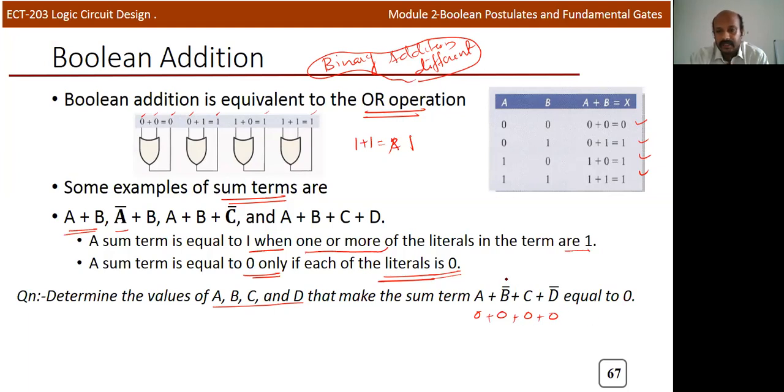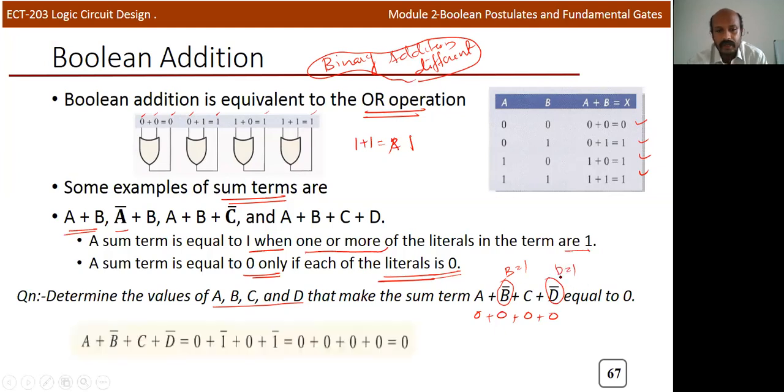So in order to get B bar equal to 0, B should be equal to 1. And in order to get D bar equal to 0, D is equal to 1. Now you can see these are the values: A plus B bar plus C plus D bar is equal to 0 when A equals 0, B equals 1, C equals 0, D equals 1.